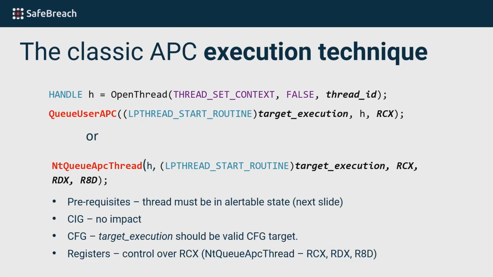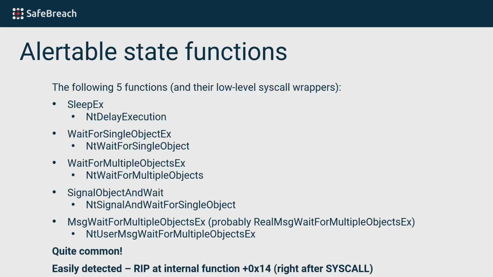So what is this alertable? What does it mean for a thread to be in an alertable state? Taking it straight from Microsoft documentation, it means that the thread is idling in one of the five next functions: SleepEx, WaitForSingleObjectEx, WaitForMultipleObjectsEx, SignalObjectAndWait, and RealMsgWaitForMultipleObjectsEx. And actually, for a complex enough software like Office software, Explorer, browsers, it's quite common to find at least one thread in an alertable state.